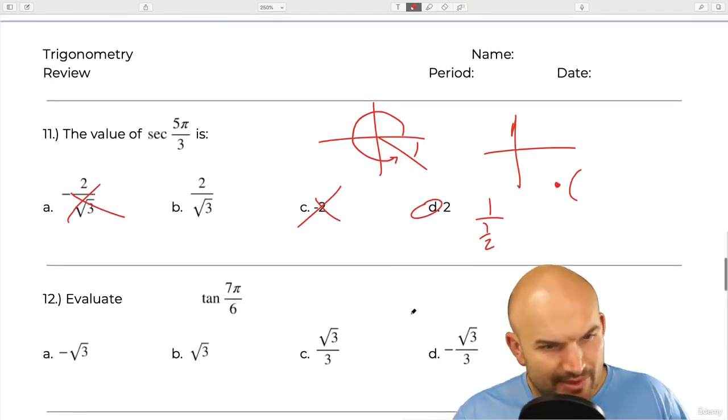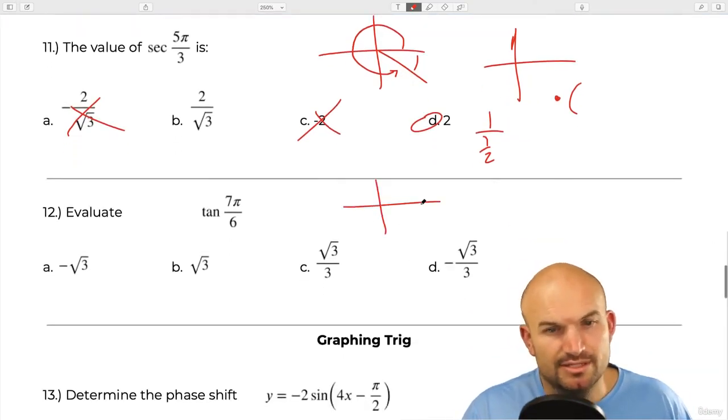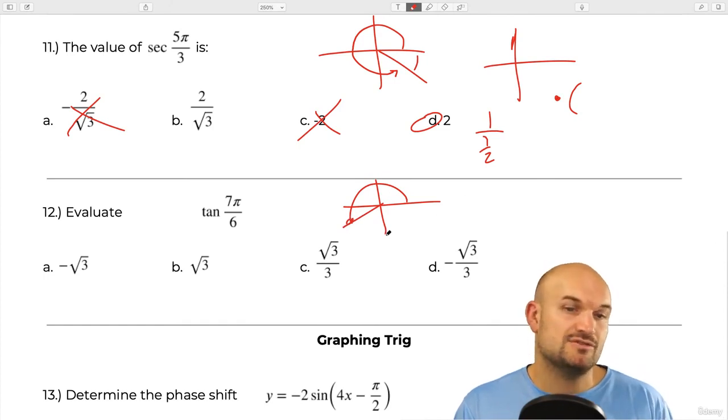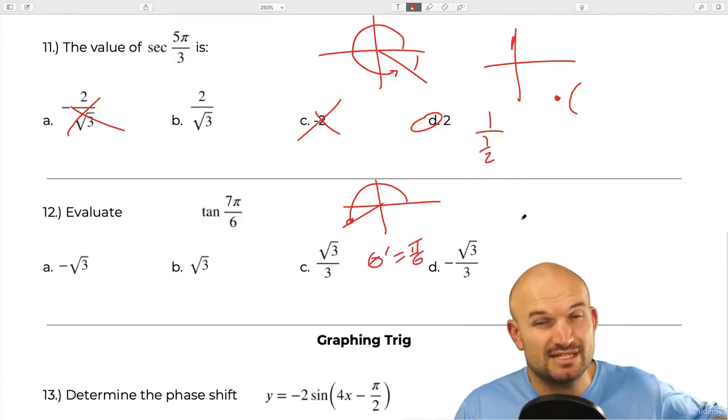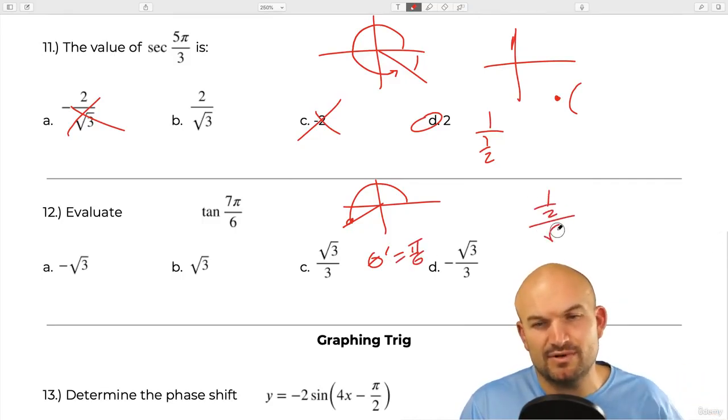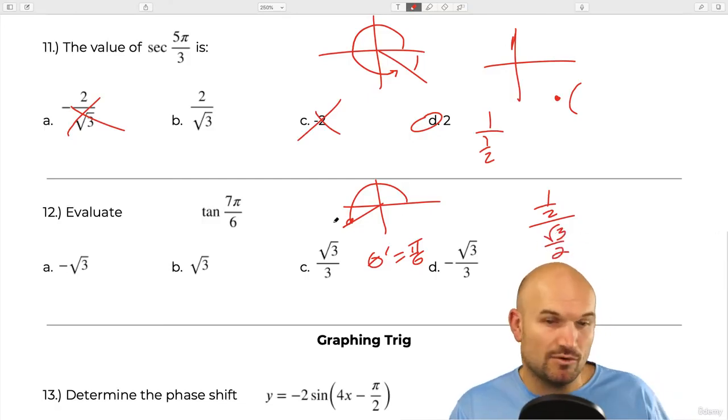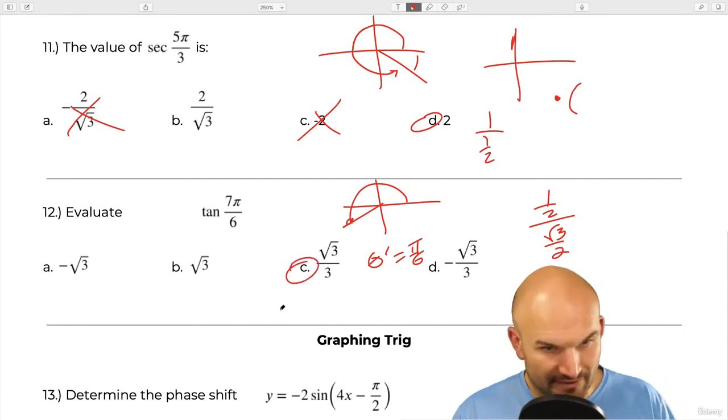Good. The next one is evaluate 7 pi over 6. So let's go here, 7 pi over 6. Reference angle is going to be pi over 6. So theta prime equals pi over 6. If you think about pi over 6, that's going to be 1/2 divided by square root of 3 over 2. That's going to be square root of 3 over 3. That is in the fourth quadrant, which again is positive.